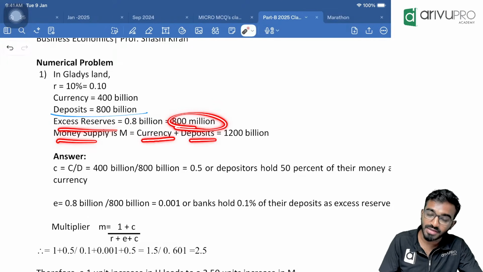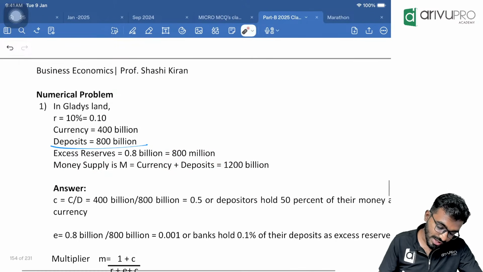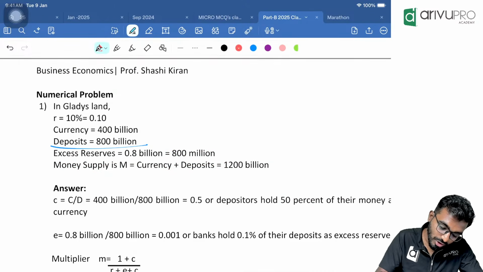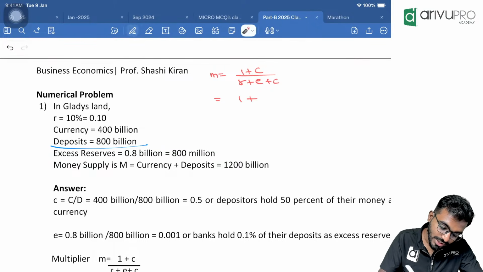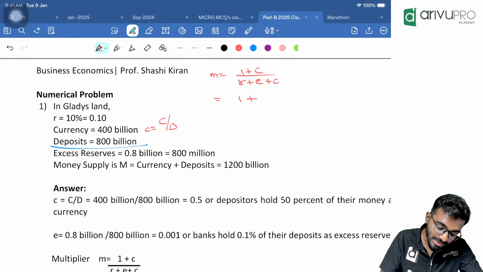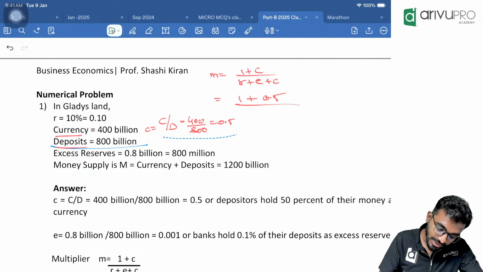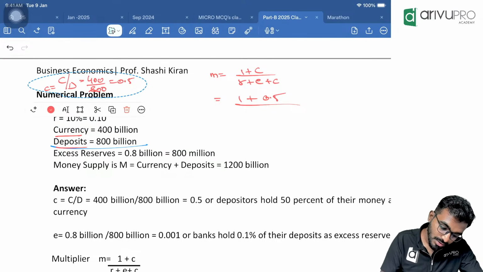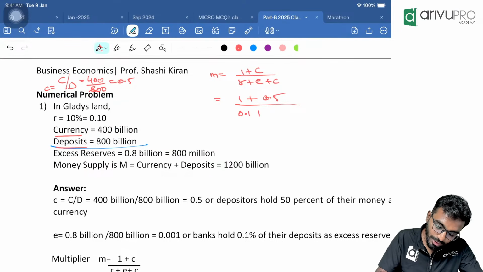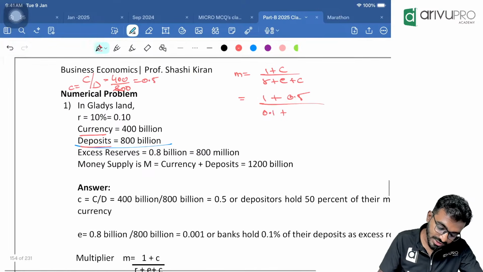Money supply total, currency plus deposit put together, is 1200. Now they are asking us to identify the money multiplier. So the multiplier formula: small m is equal to 1 plus c divided by r plus e plus c. They have given currency as 400 billion, but we have to identify small c. That small c is capital C by capital D, so 400 by 800, which is 0.5. So this is 0.5 divided by, wait, I will take this aside. R, they have only given 10%, 0.1, plus e plus c.